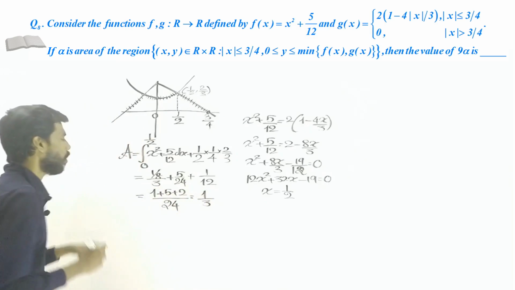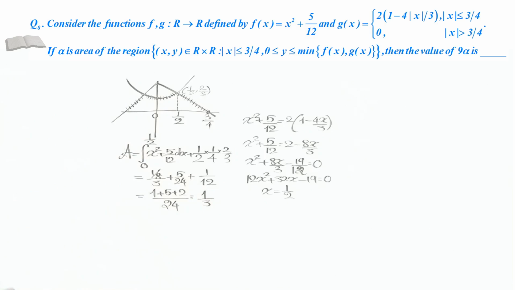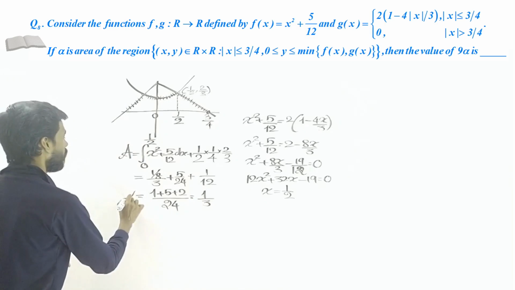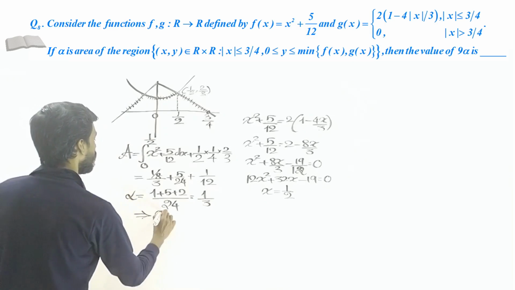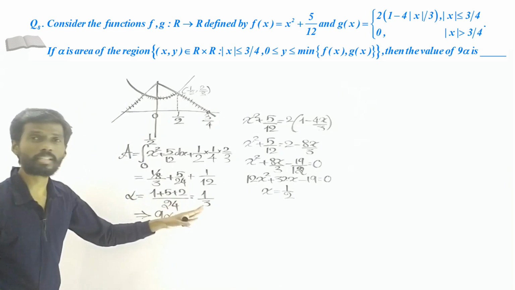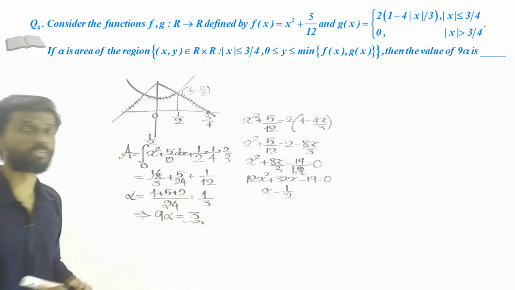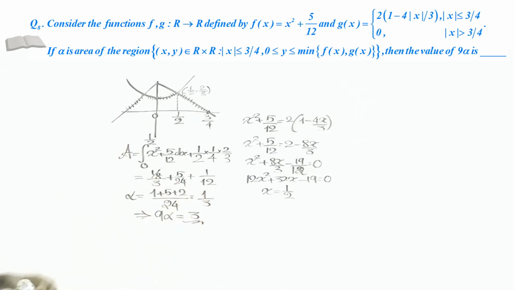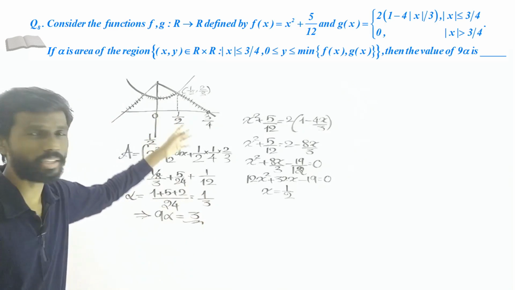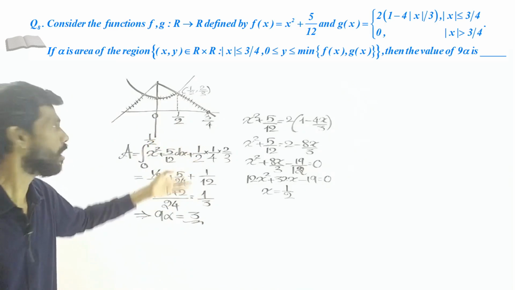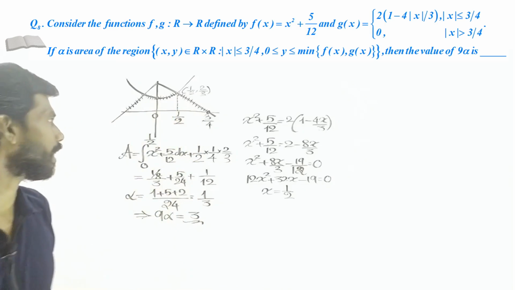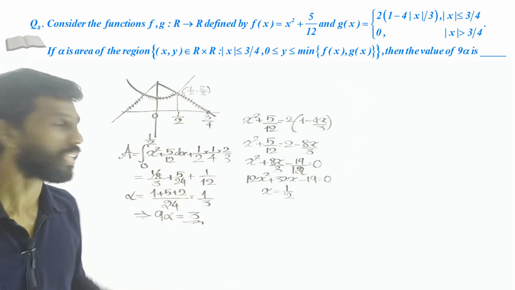So this is the value of the area, right? So area is given as some alpha. Okay, alpha. So we want the 9 alpha value. So 9 alpha equals this multiplied by 9. So that is 9 by 3, which is 3. That's all. So that is our required answer. You understand? See, it's a very simple question. Okay, so we have to draw the curve. We will get an idea of what area is to be found. So that gives you the answer directly. So 9 alpha equals 3.